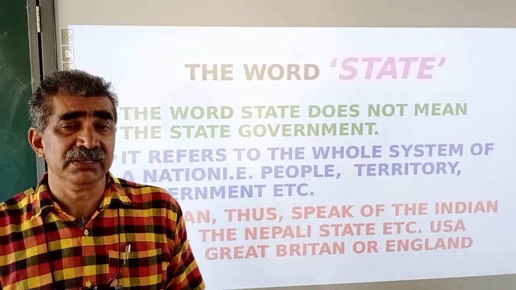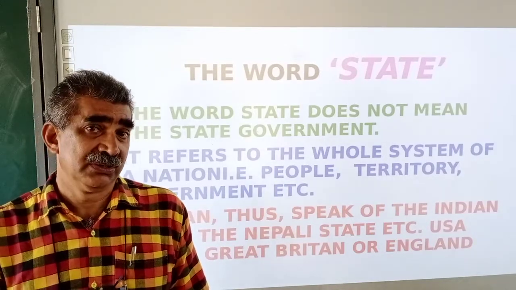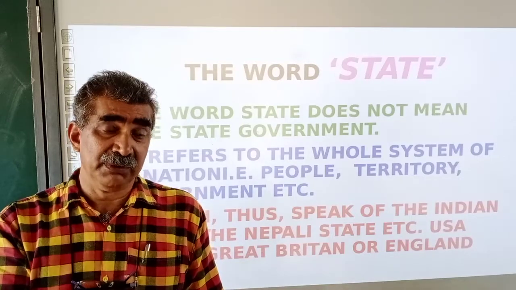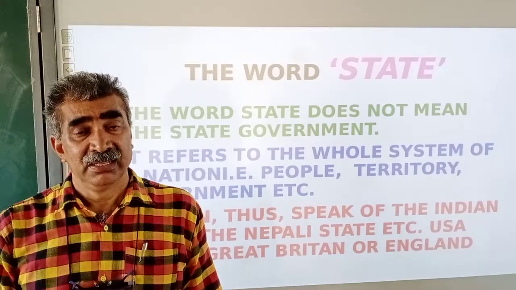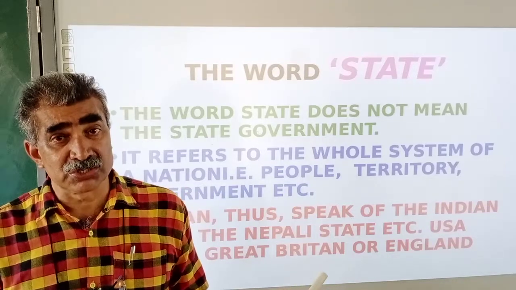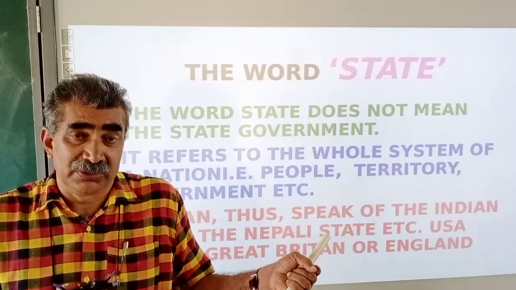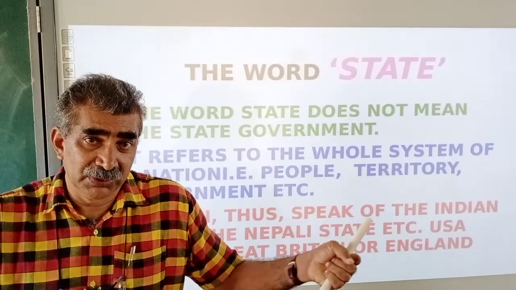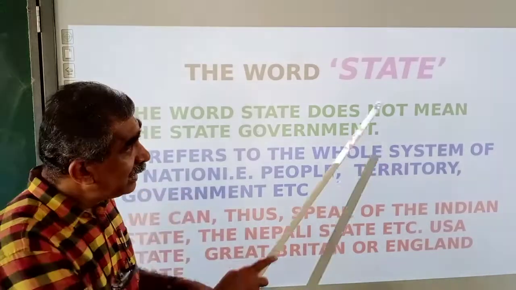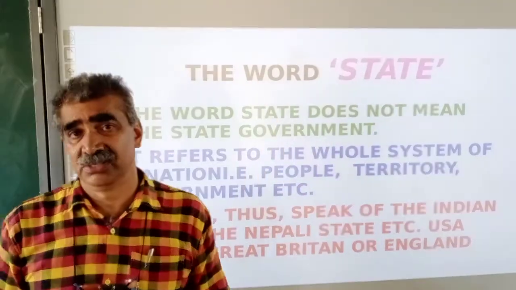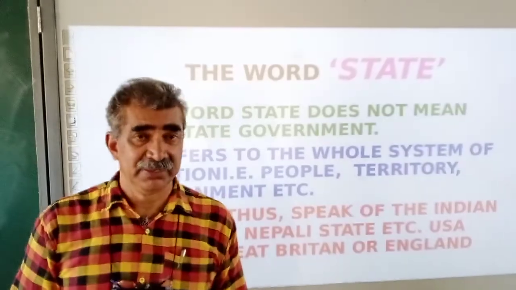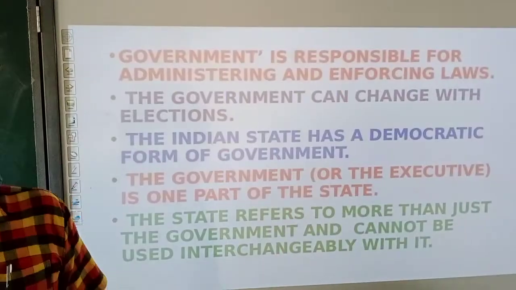So India is called a state. We should have a definite territory, people living in that area, and a governmental system. There is no limitation on size. Vatican is only 108 acres of land, but Vatican is also called a state. Keep that in mind.